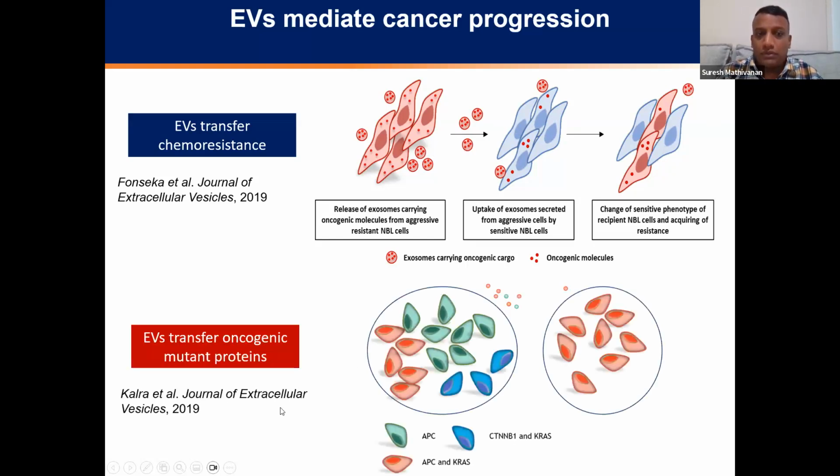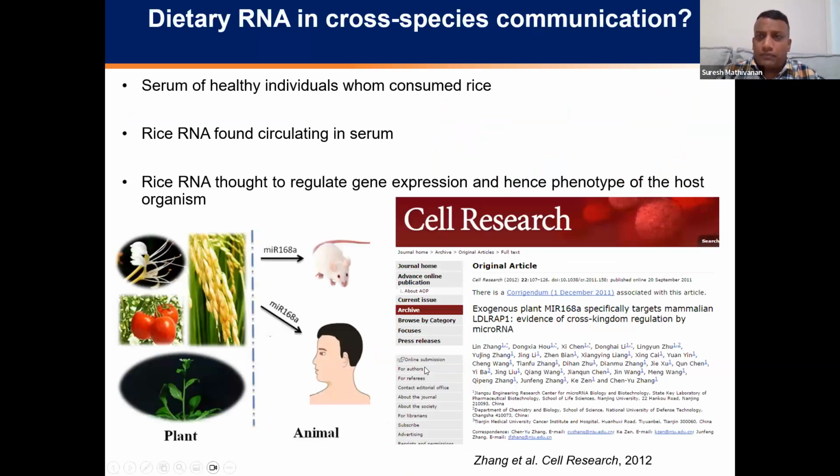Similarly, we have also shown that EVs can transfer oncogenic mutant proteins, in this case mutant beta-catenin, from one cell to the other, especially in the tumor microenvironment, where you have a population of cells with varying mutations. These EVs can keep the proliferative signal maintained and alter the tumor microenvironment in favor of cancer progression, right?